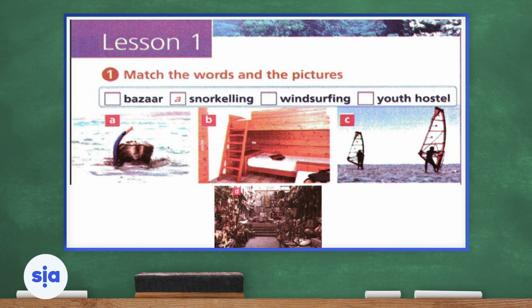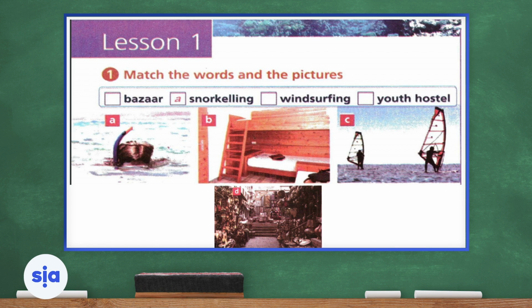Okay. Try to think of what a bazaar is. If we think of a bazaar, we have to think of a place where we go to shop for traditional things that tourists enjoy buying. Maybe in other words, we call them souvenirs. We can also look at the word windsurfing. Windsurfing, it's a compound word. So it's a word made up of 2 words put together.